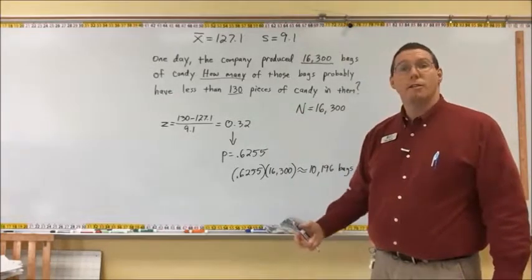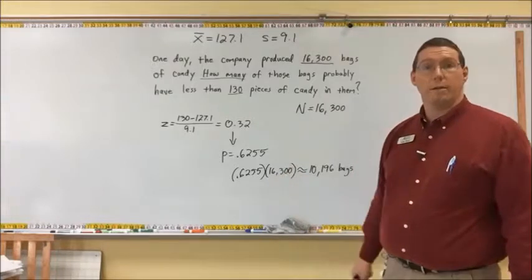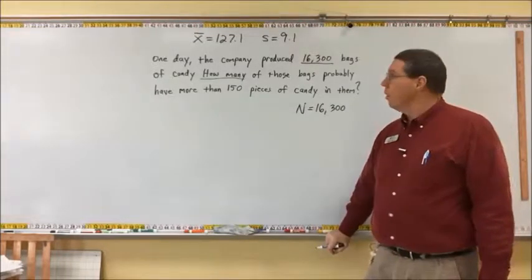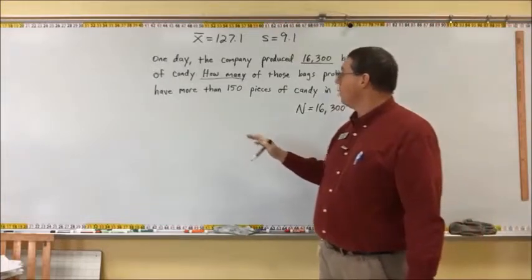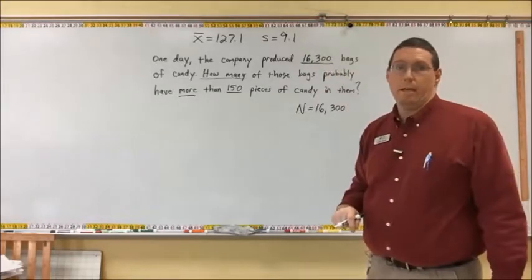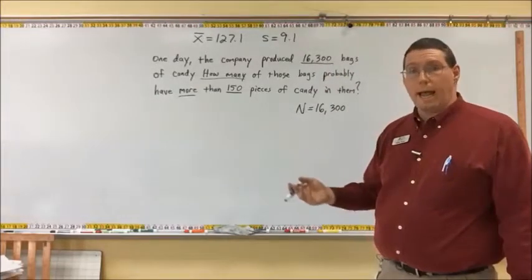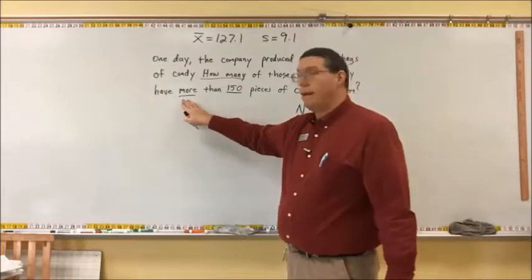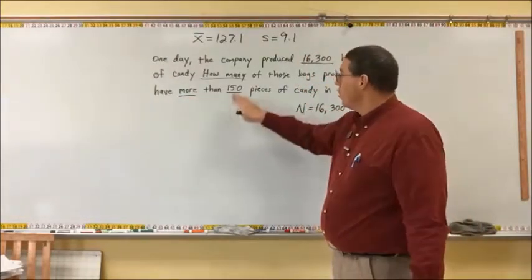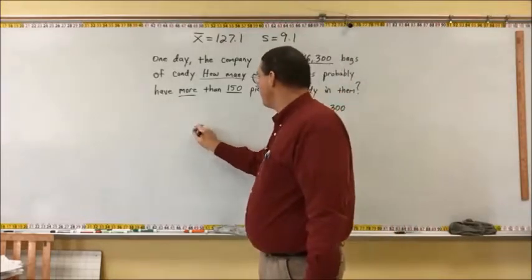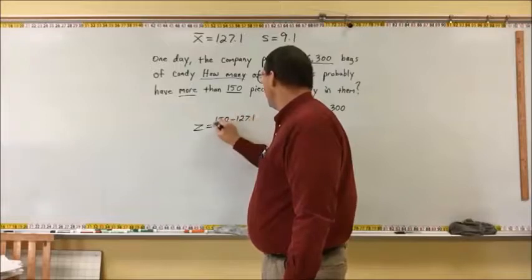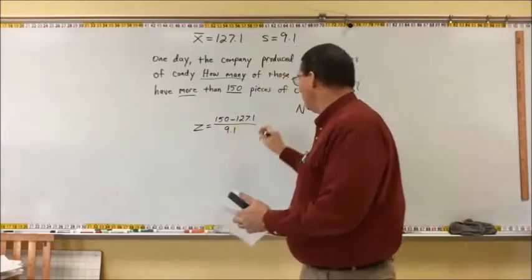Okay. Now let's try a how many have more than. All right, now this question is asking a very similar question, only it's asking how many of the bags probably have more than 150 pieces of candy. Well, the procedure's the same, only we got to add one more step because this is a more than. So when we get a p-value, we have to subtract it from 1, right? So we're going to find a z-score for 150. So z is equal to 150 minus 127.1 divided by 9.1.